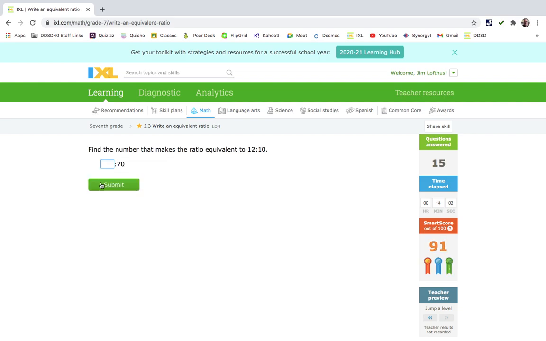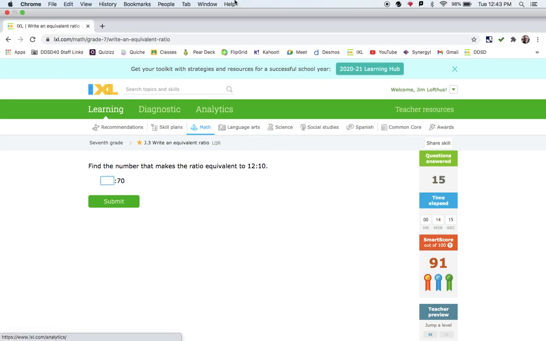And so that's how we took our proportional thinking and applied it to IXL J3, which is the IXL for this week. And that is a recap for Tuesday, February 23rd.